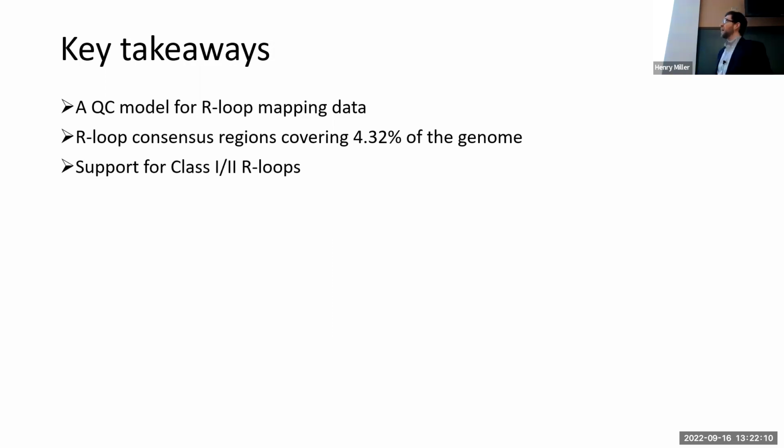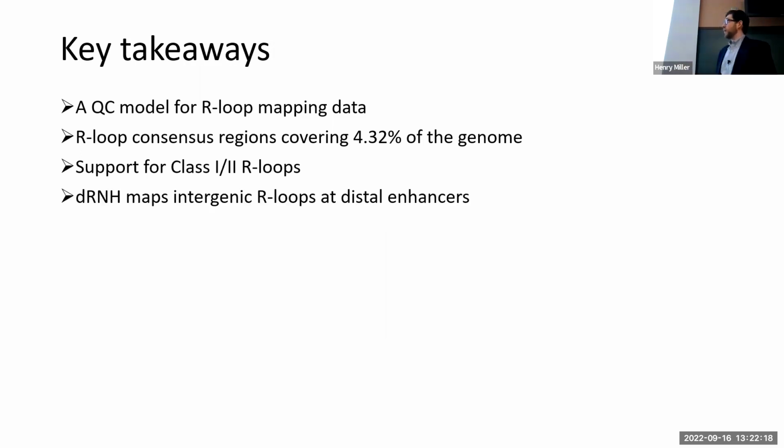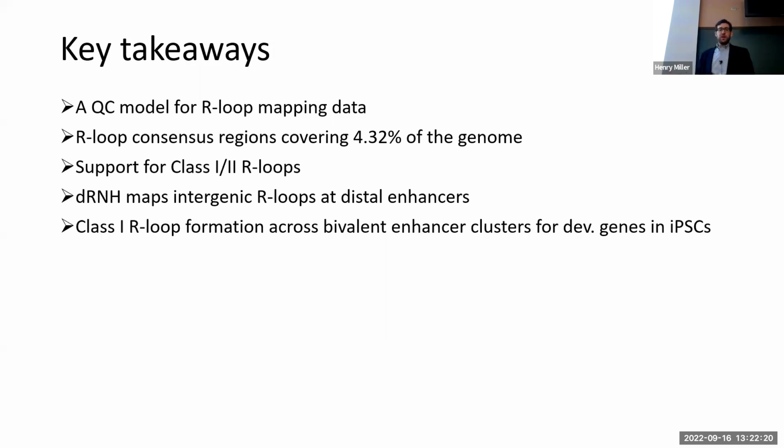Found support for the class 1, class 2 model of R loop biology, along with finding that DRNH can map intergenic R loops at distal enhancers, and that class 1 R loops form across transcriptionally silent bivalent enhancer clusters at developmental genes in these pluripotent stem cells.